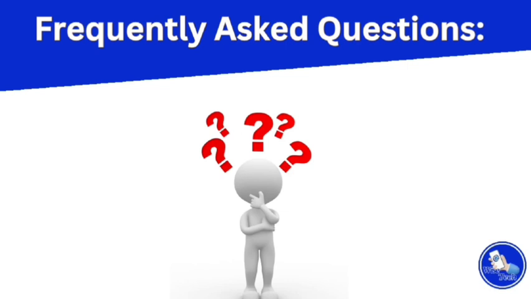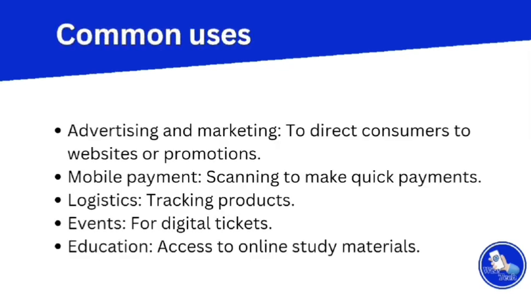Now that you know how to use a QR code, you might be wondering what the common uses of a QR code are. As technology has evolved, it's now very common to see companies use QR codes for advertising and marketing. Using this method, they direct their customers to their websites and promotions. Businesses also use QR codes for mobile payments. This way, you can submit quick payments without using cash.